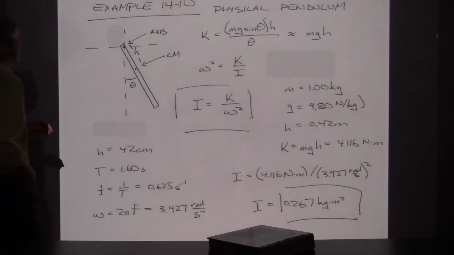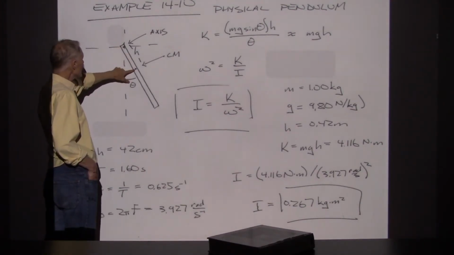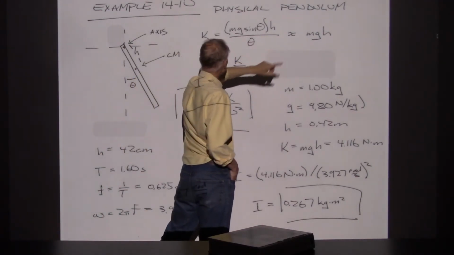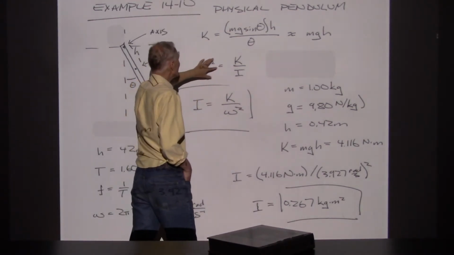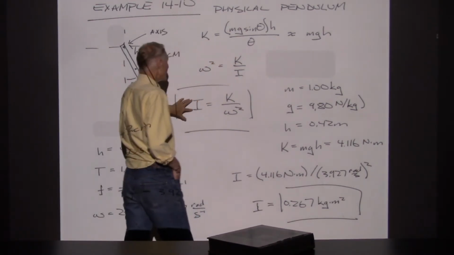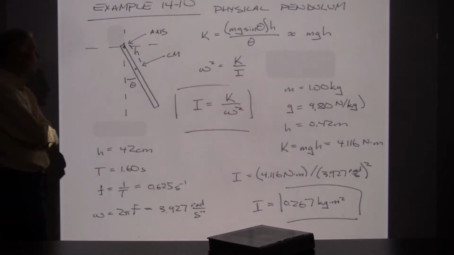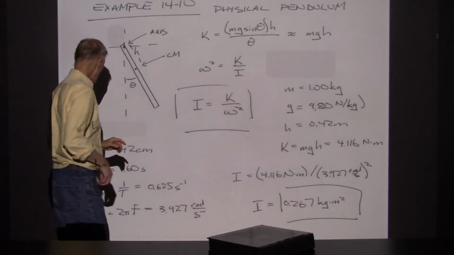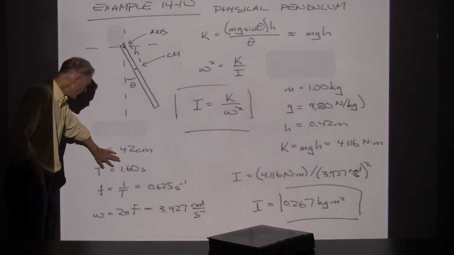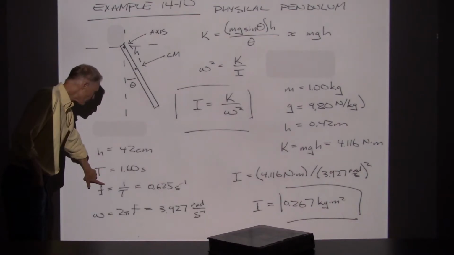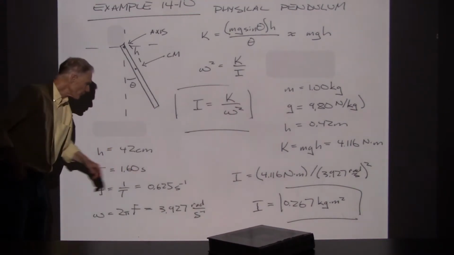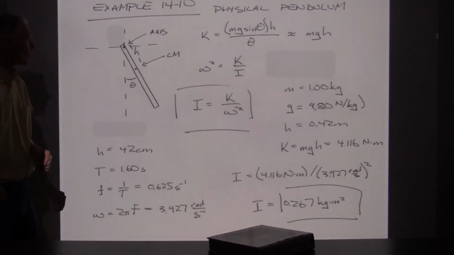So let's do this. Here is the axis. Here is the center of mass. That's h. The k value will be given by mgh. The omega is given by the square root of k over I. So here's how we're going to calculate the rotational inertia. We can calculate it as the torque constant divided by omega squared. Now, h is 42 centimeters. The period is 1.6 seconds. That means the frequency is the inverse, that's 0.625, and omega is 3.927 radians per second.